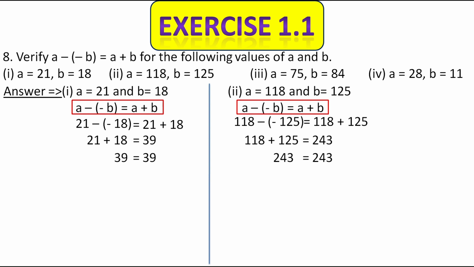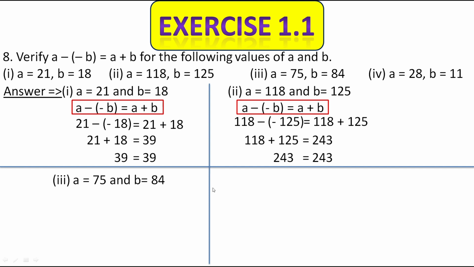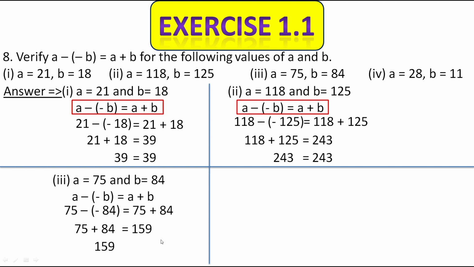Now let's check for the third one. Here we have a is equal to 75 and b is equal to 84. Again let's put the values of a and b. Again we have a minus sign in between, so we have to change the sign of the next digit. So 75 plus 84 is equal to 159. The same way on the right side, we will get the same answer. So here again the values of a and b satisfy this equation.